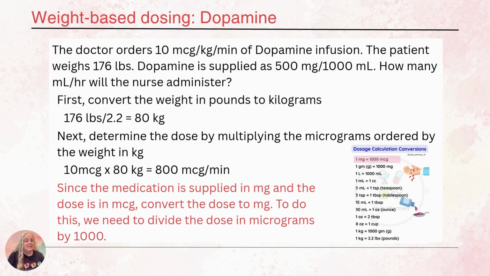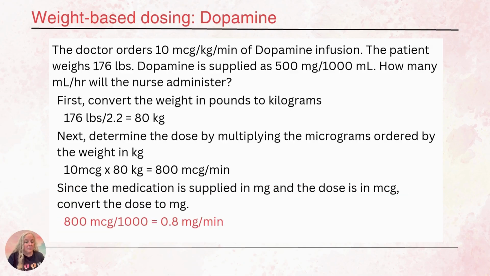Since the medication is supplied in milligrams and the dose is in micrograms, convert the dose to milligrams. To do this, we need to divide the dose in micrograms by 1,000. 800 micrograms divided by 1,000 equals 0.8 milligrams per minute.